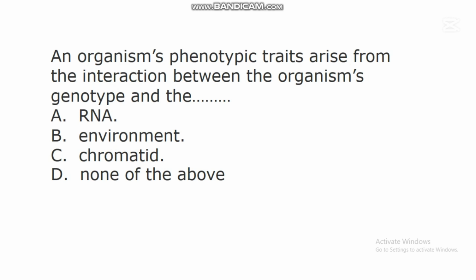The next question says, an organism's phenotypic traits arise from the interaction between the organism's genotype and the dash. A. RNA. B. Environment. C. Chromatid. D. None of the above. In this question, the correct answer is B. Environment. So, an organism's phenotypic traits arise from the interaction between the organism's genotype and the environment.